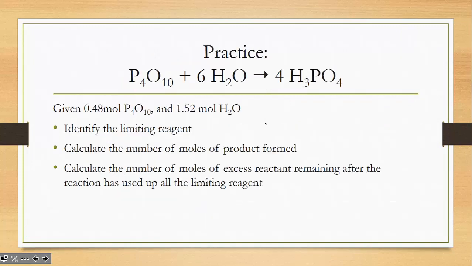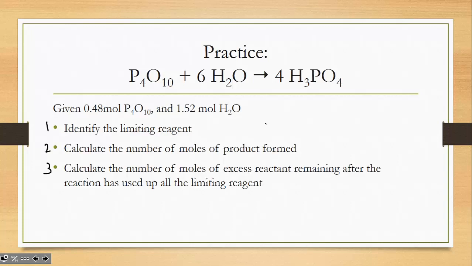So let's find one of these in your packet. In example 7, we have tetraphosphorus decaoxide reacts with water to produce phosphoric acid. If I have 0.4 moles of tetraphosphorus decaoxide and 1.5 moles of water, I need to figure out what the limiting reagent is, calculate the number of moles of product formed, and then figure out how much of the excess is left over. So this problem has 3 steps.